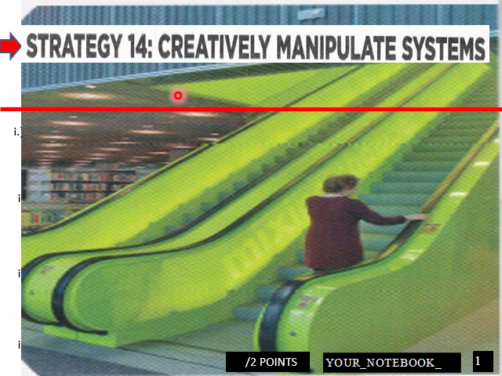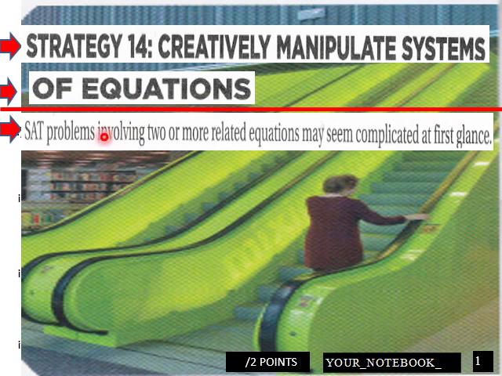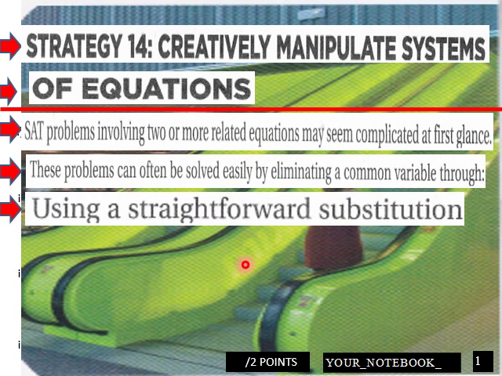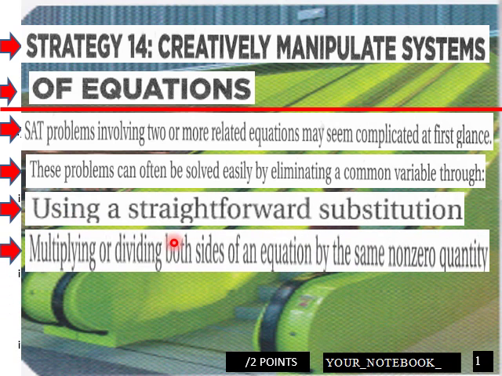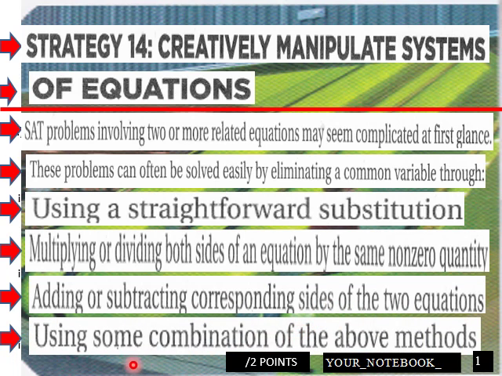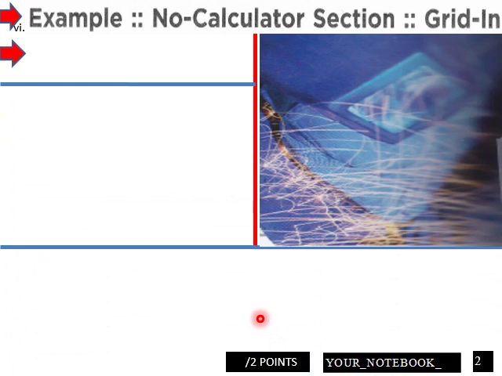Notebook page 1. Strategy 14, creatively manipulating systems of equations. SAT problems involving two or more related equations may seem complicated at first. These problems are solved easily using a straightforward substitution. Multiply or divide both sides of an equation by the same non-zero quantity, adding or subtracting corresponding sides. Using some of the above methods, we're going to start in on the strategy here.